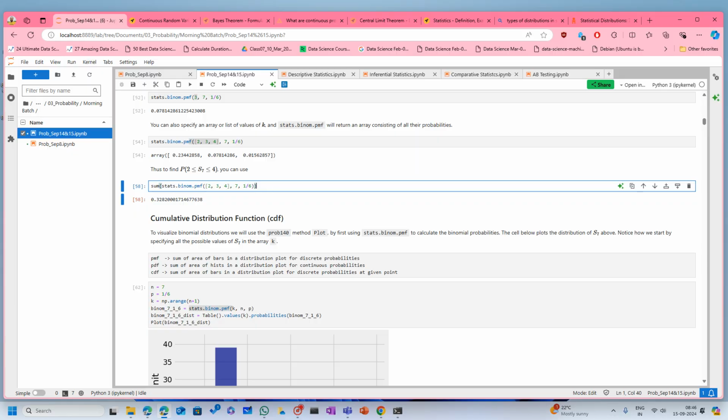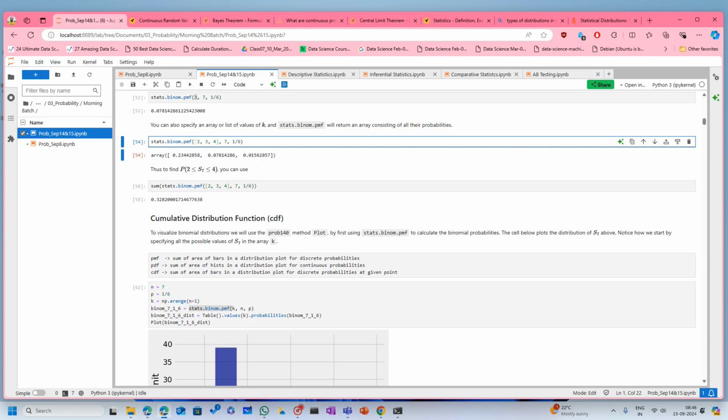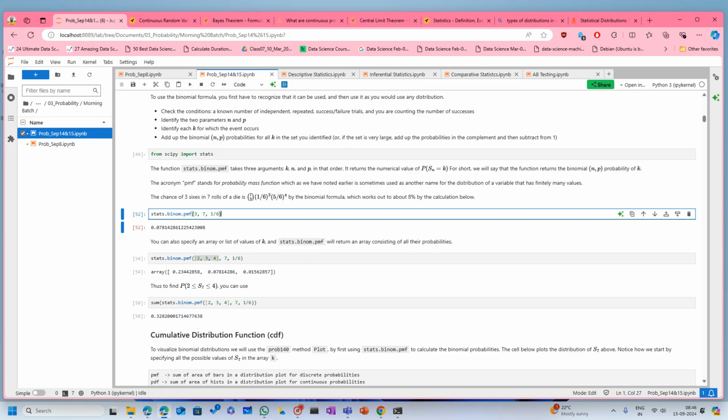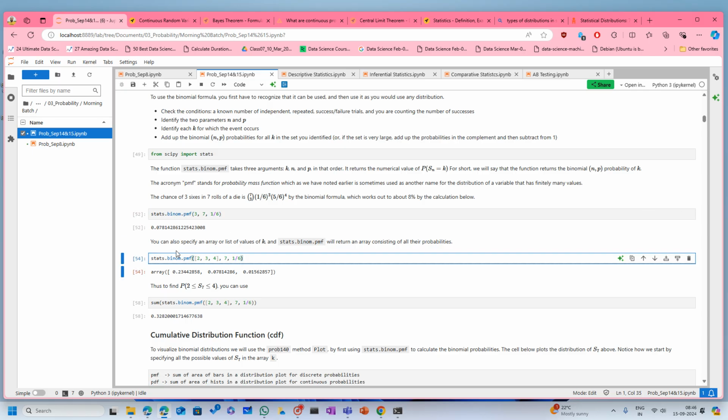If someone asked you, you purchased half a dozen eggs, 6 eggs, what is the probability that 3 of them are spoiled? How will you calculate that? You can simply pass the 3 value. How many eggs are there? 6 eggs are there. And what is the probability? 1 by 2. So this way you can calculate the probability. Just remember it off the top of your head.